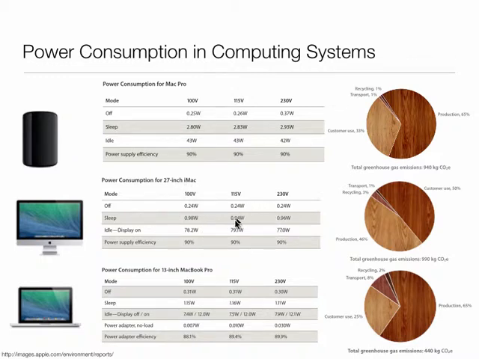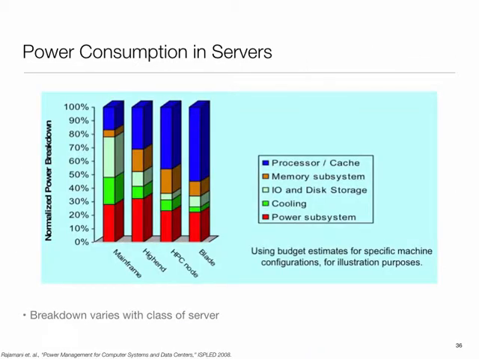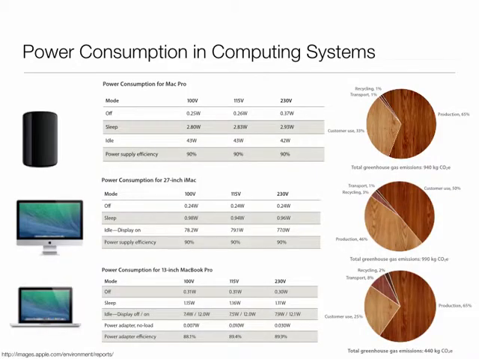Again, you would see similar numbers. You could see that its sleep mode is more efficient. Okay, idle, but now this thing has a display, so the power consumption is on the higher side here, 70, almost 80 watts. This is for a 13-inch MacBook Pro. So clearly the class of machine matters.